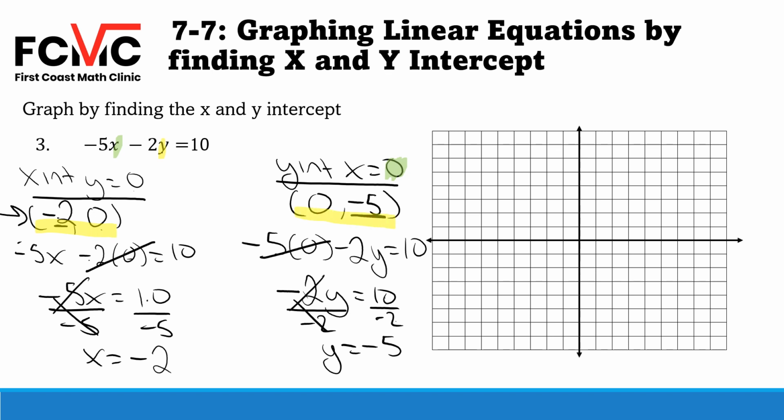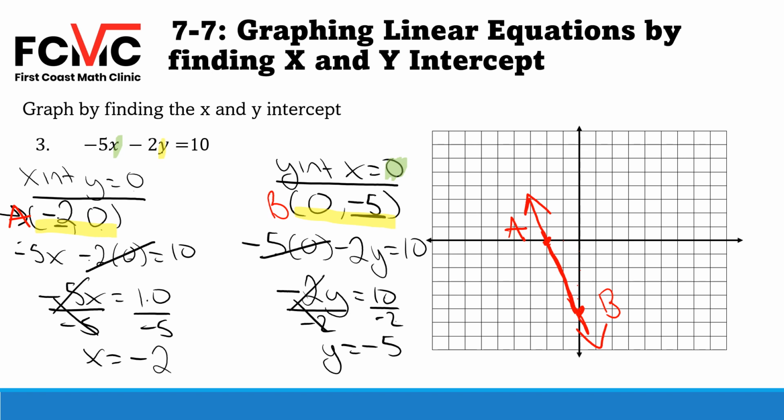So let's do this in red. I'll call this point A and this point B. So negative 2, 0. So x is negative 2, y is 0, and x is 0, y is negative 5. That's going to be our b value. So this is going to be our graph for negative 5x minus 2y equals 10.